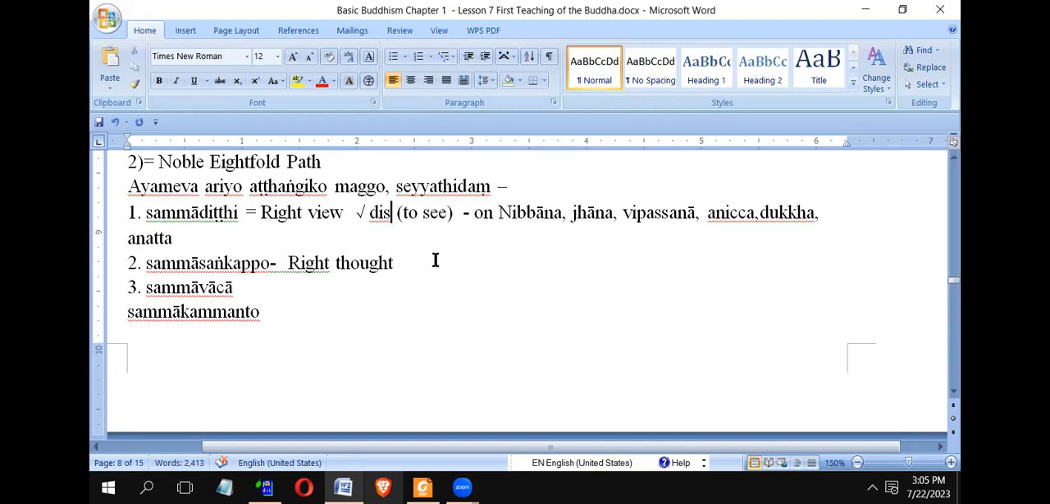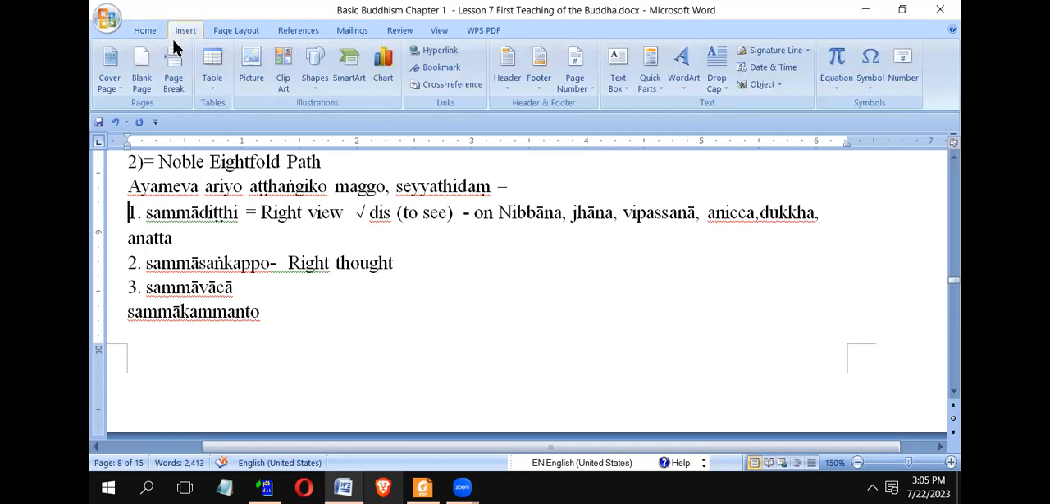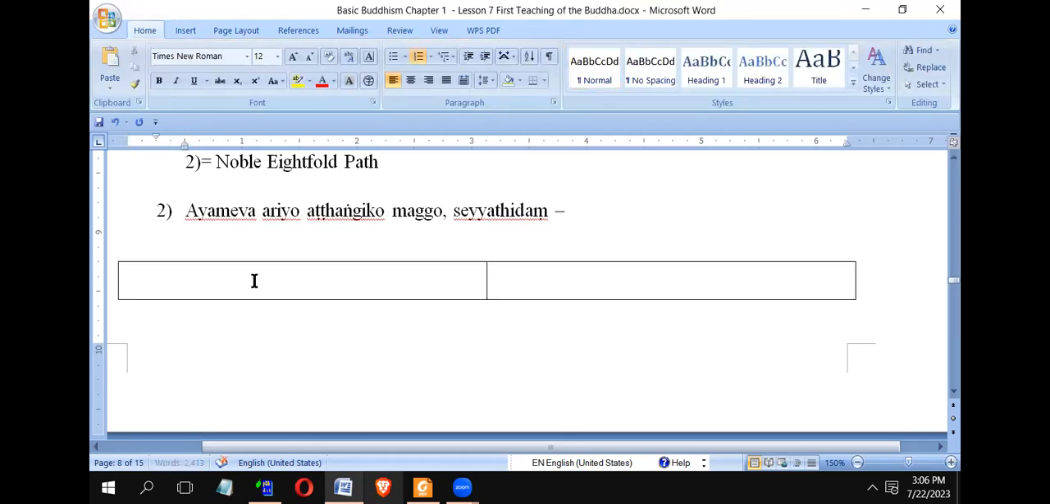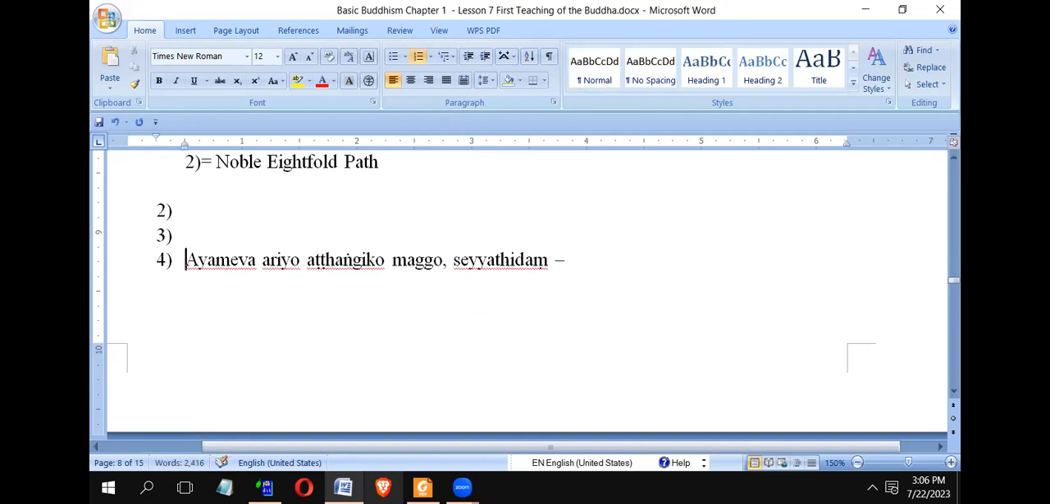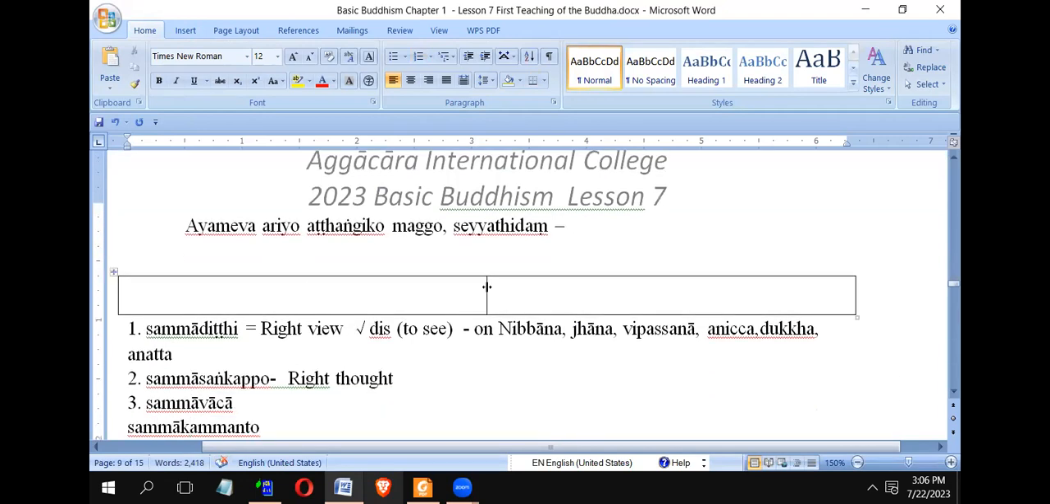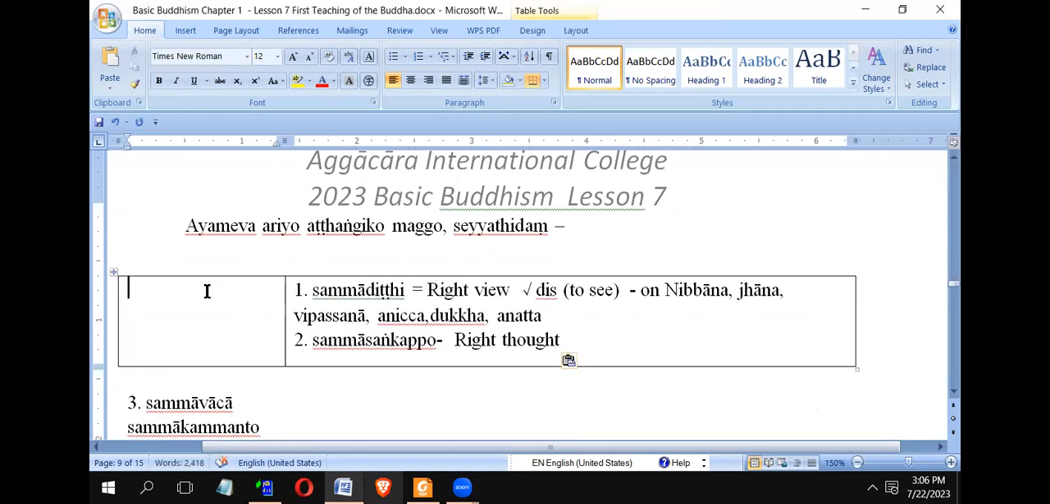So these two are under which group? The Panya group. Yeah, wisdom group, okay? Better put it down. So you have three groups. The first one is the Panya. They call it the wisdom group.